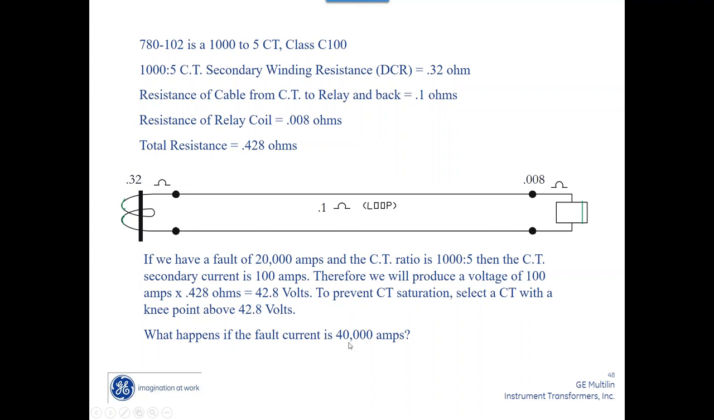What happens if all of a sudden I see 40,000 amps go through that CT? Well, this is going to be at 84.85 volts. I still should not saturate that CT. If I got to like 60,000 amps, now I'm going to start to saturate it because I can't produce enough voltage to get through the burden.